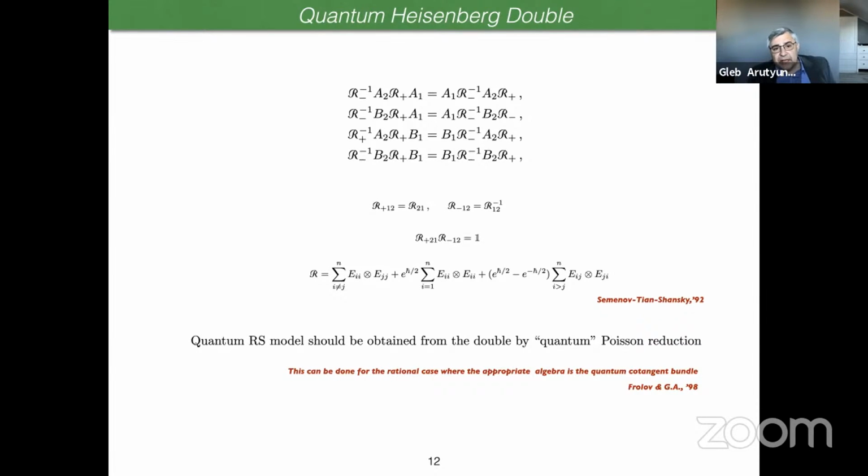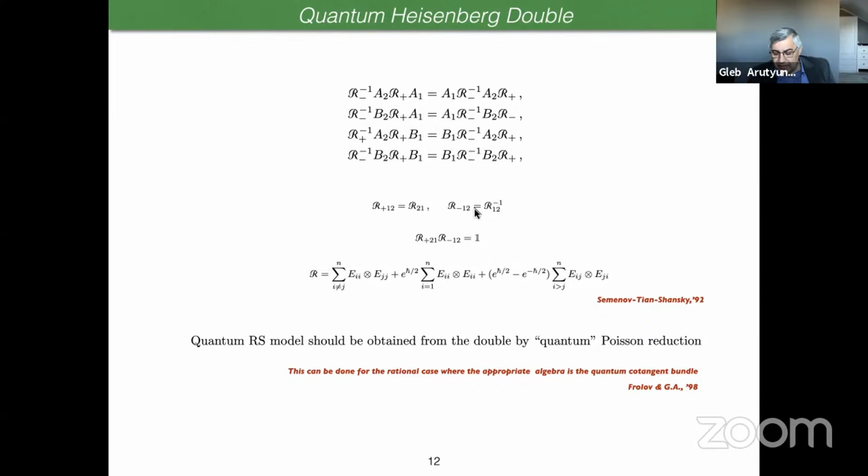Now you would like to quantize. And then it seems natural to start from the quantum Heisenberg double, which is an associative algebra generated by entries of matrices A and B, modulo these quadratic relations here, involving two quantum R matrices, R plus and R minus. However, I actually don't know how to proceed from this algebra because it's not very clear how to resolve the second class constraints at the algebraic level. So one needs somehow to find another way to proceed.